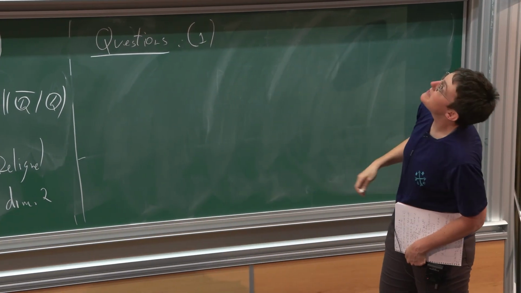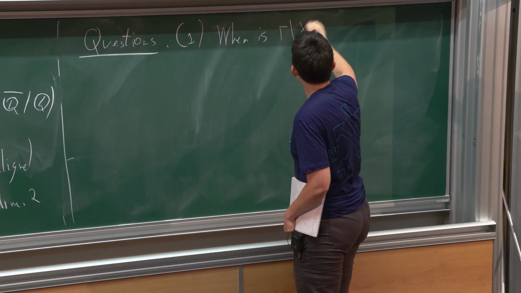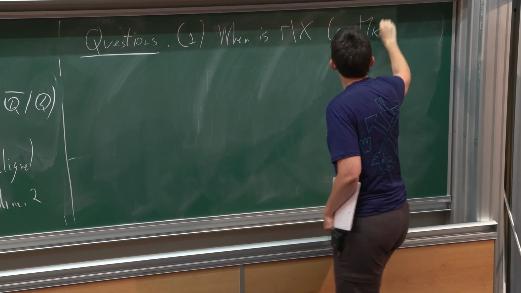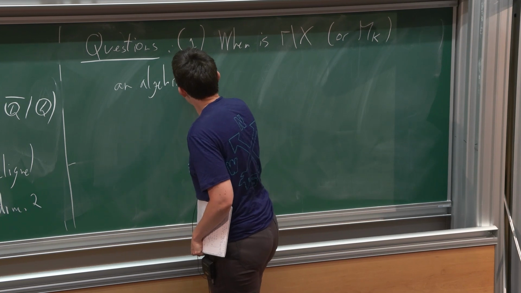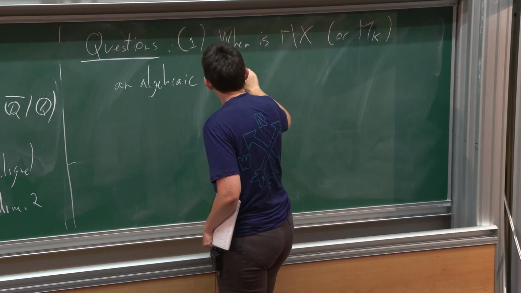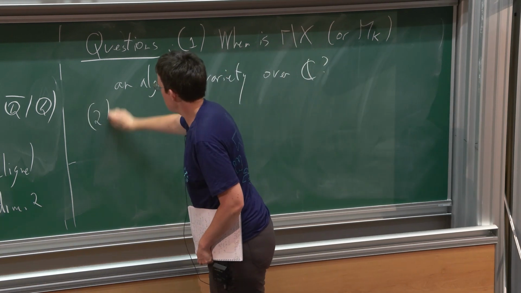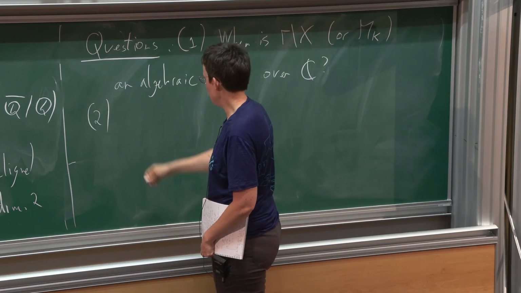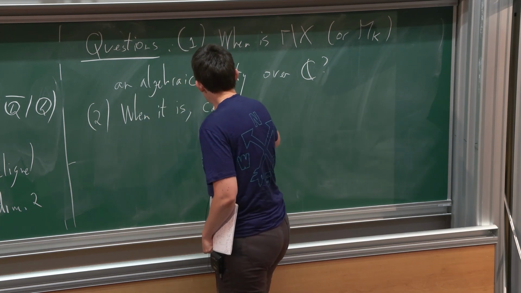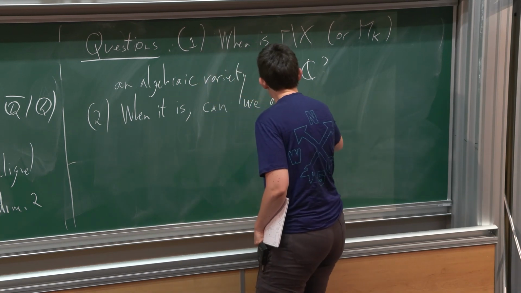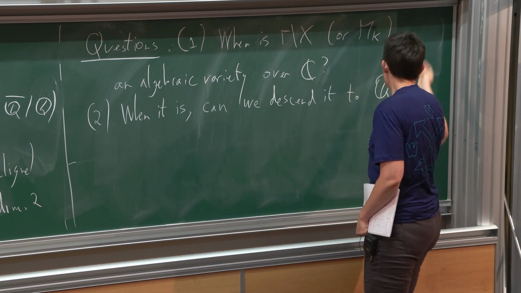So the first question is: when is gamma under X, or MK, an algebraic variety over C? And the second question is: when it is, can we descend it to Q or another number field?